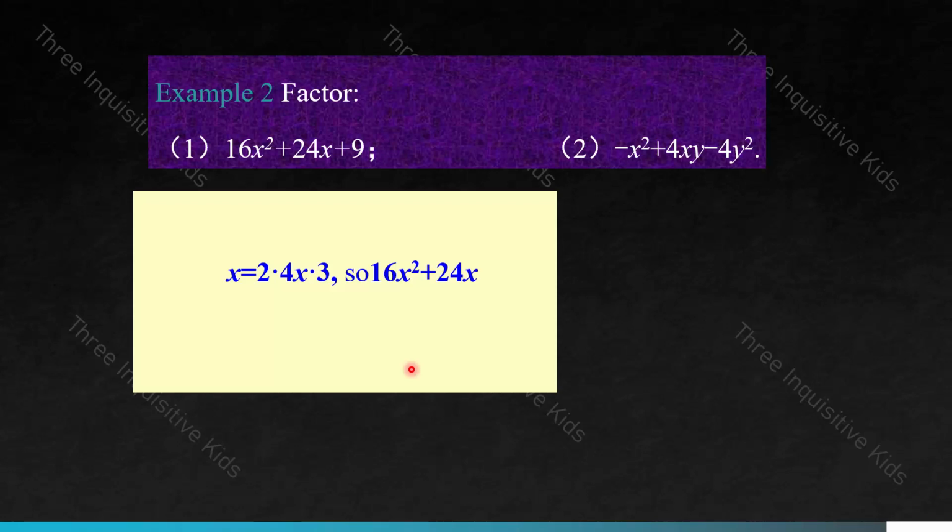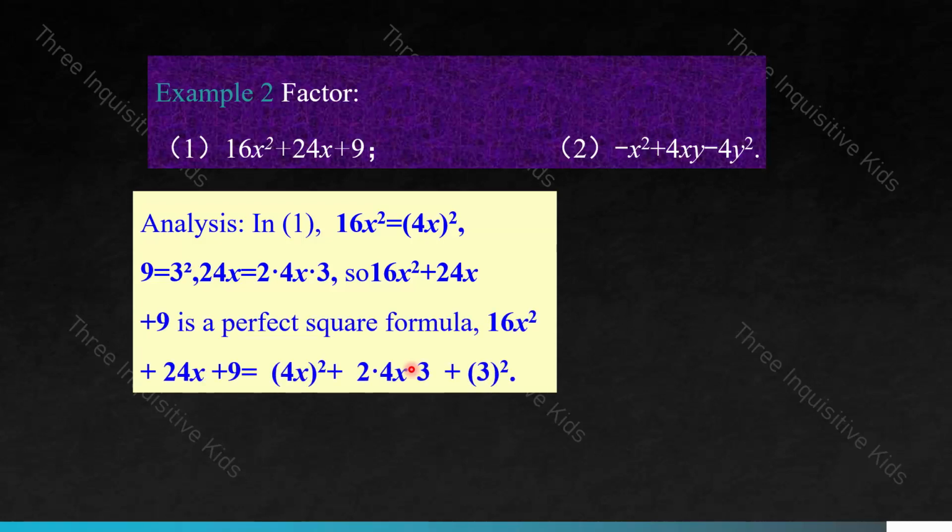Here's example 2. Factor these two expressions. Here's our analysis for the first one. In question 1, 16x squared is equal to the square of 4x, and 9 is equal to 3 squared. 24x is equal to 2 times 4x times 3. So 16x squared plus 24x plus 9 is a perfect square expression.